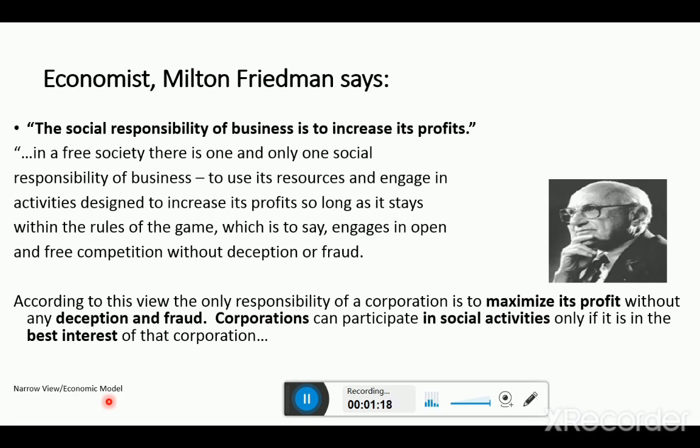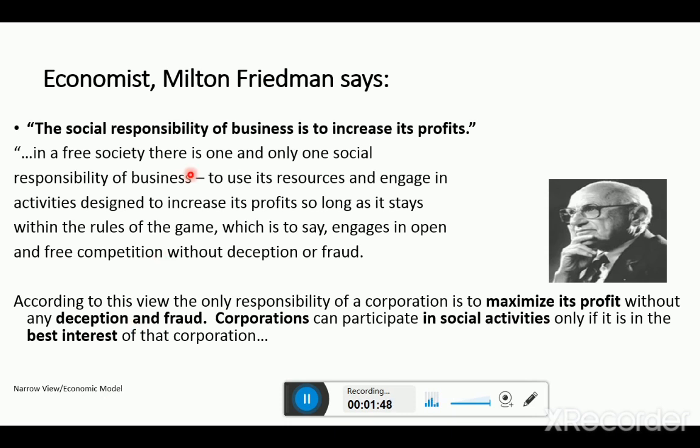So don't be confused. The narrow view, the economic model, and the economist model are all the same concept of social responsibility. And another we have the next model, that is the socio-economic model. Sometimes that is known as the broader view of social responsibility. Now let's start from the first, that is the economic model or narrow view.